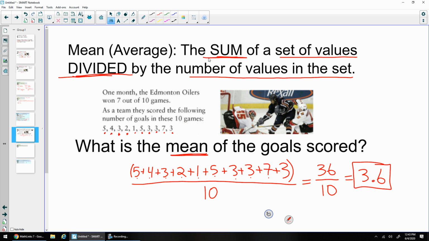So on average, they scored 3.6 goals per game. Again, your mean is not necessarily going to be in your set of numbers, and often it will be a decimal, because you can't actually score 3.6 goals in a game, but that is still the average of the goals scored. So it doesn't even have to be a whole number.